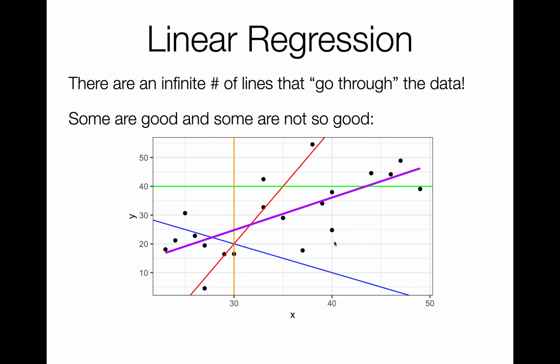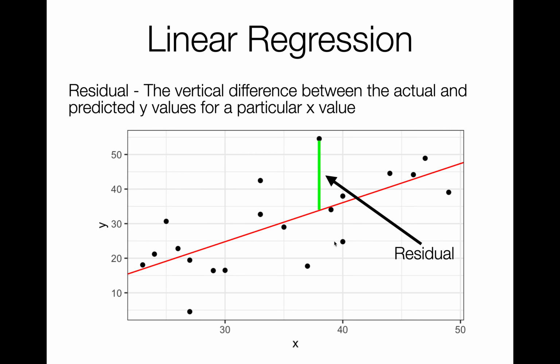The red line is positive and it actually goes through a number of the points, whereas the purple line tends to fit the overall pattern, even though it doesn't actually go through any points. Certainly if you looked at this, you'd probably say, yes, the purple is the best. But why is it the best? That's what we're going to define here. So how do I choose which one is best?